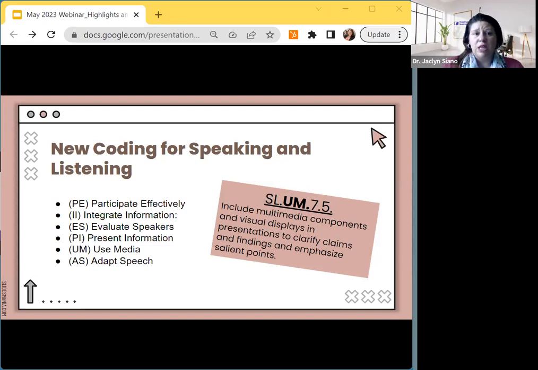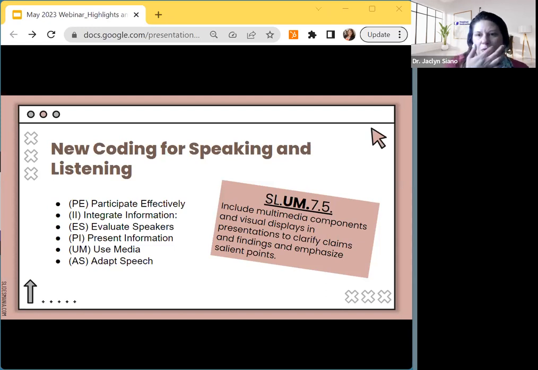So the standards themselves pretty much stayed the same from K through 12, but we have the substandards of PE, which is participate effectively, II, which is integrate information, ES, which is evaluate speakers, P, which is present information, UM, which is use media, and AS, which is adapt speech. So again, all of these standards existed before, and now they're just categorized into one of those subdomains.